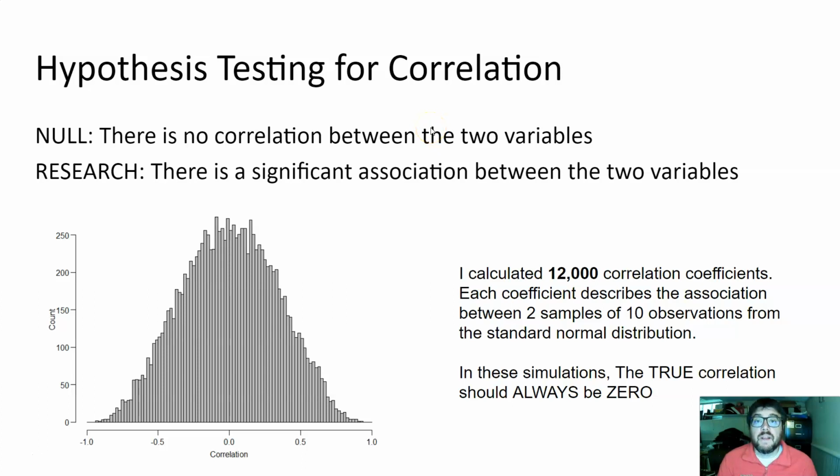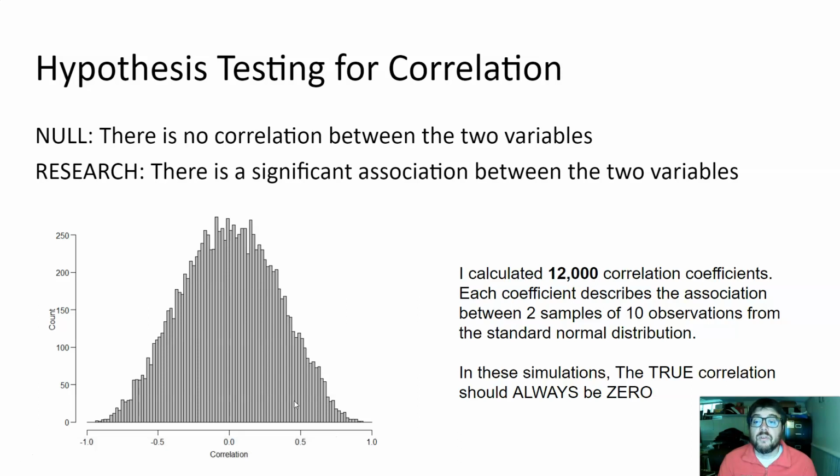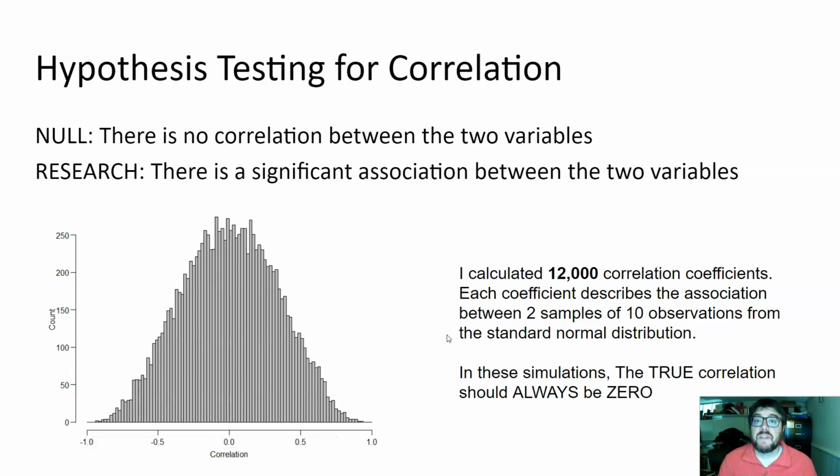So what I did to try and give you a sense of how this works is I used the statistical program R to compute 12,000 correlation coefficients. And a histogram of those correlation coefficients is plotted here. Each of these observations describes the association between two samples of 10 observations from the standard normal distribution. So I picked 10 numbers with a mean of 0, a standard deviation of 1, and I associated them with 10 other observations with a mean of 0 and a standard deviation of 1. Then I found the correlation between those.